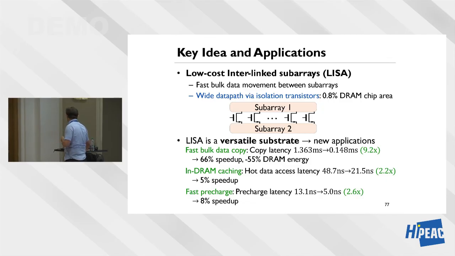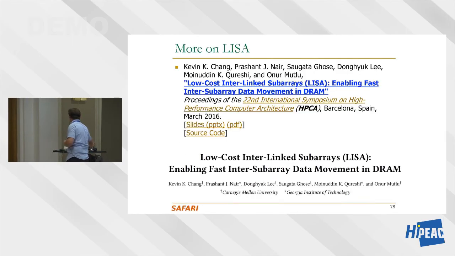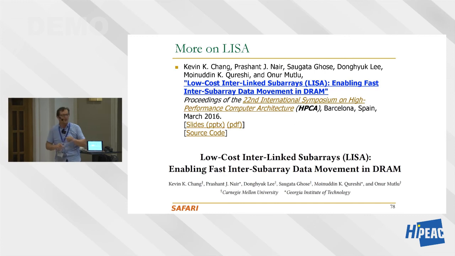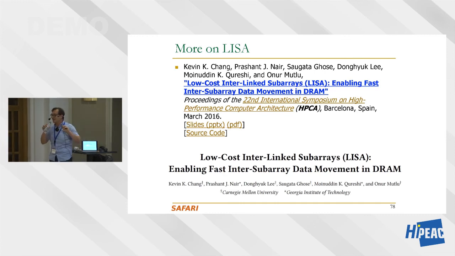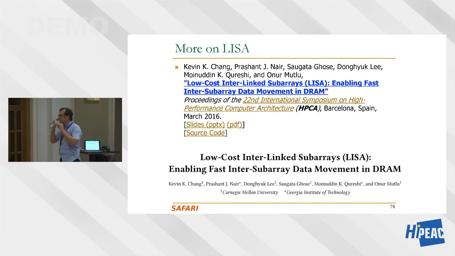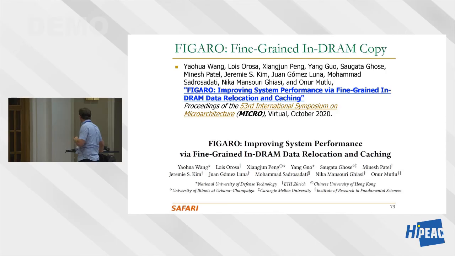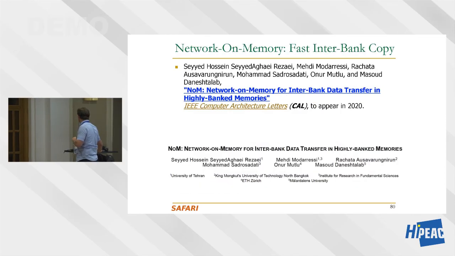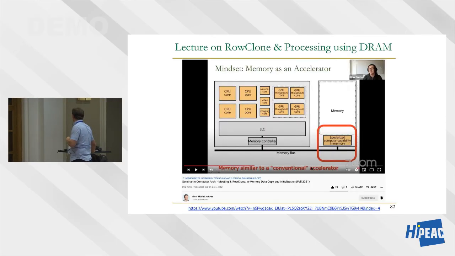Okay, so this gives you a lot more benefit in terms of bulk data copy, but this also gives you another substrate for data caching in DRAM and pre-charging, which I'm not going to go into. You can read the paper for more detail. That's the paper that was published some years ago. And we still need a lot more connectivity in DRAM. Okay, any questions? I haven't gone to the computation yet, that's coming soon, but these are some of the other works that try to make copy and initialization faster. And there are lectures also.